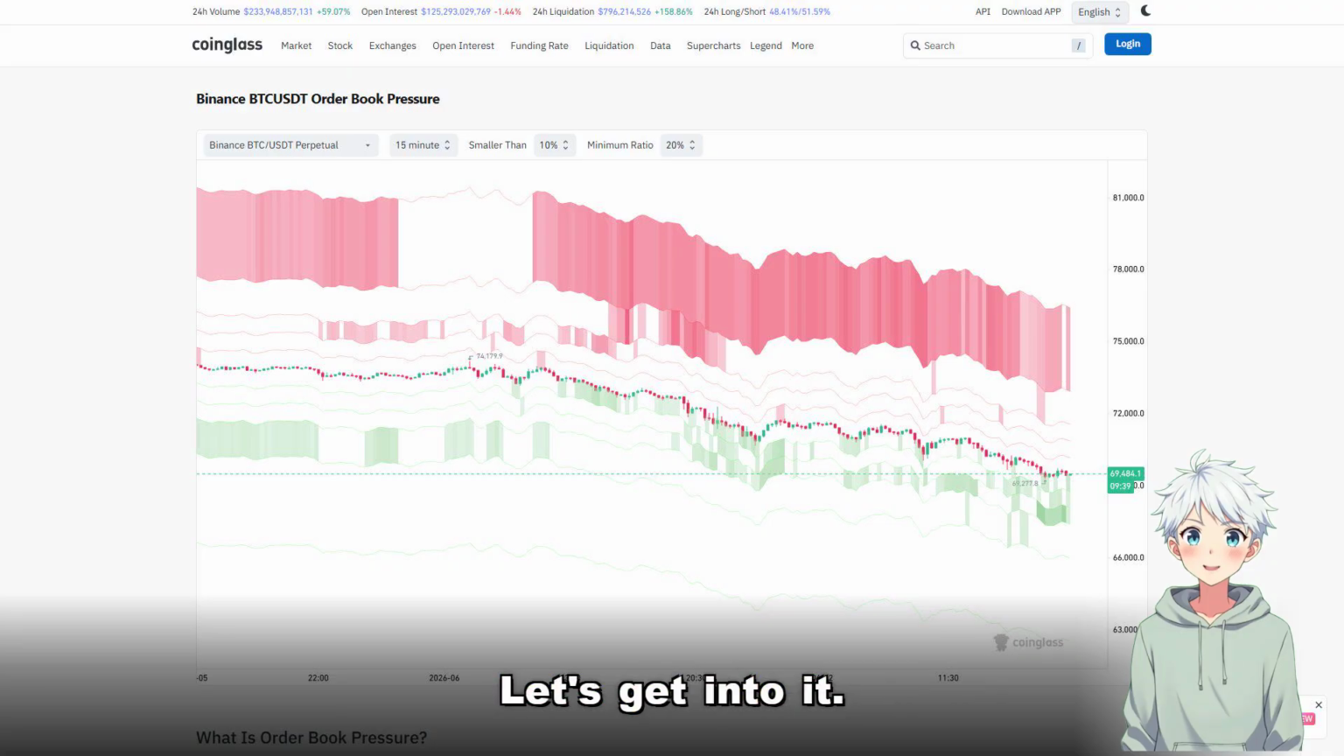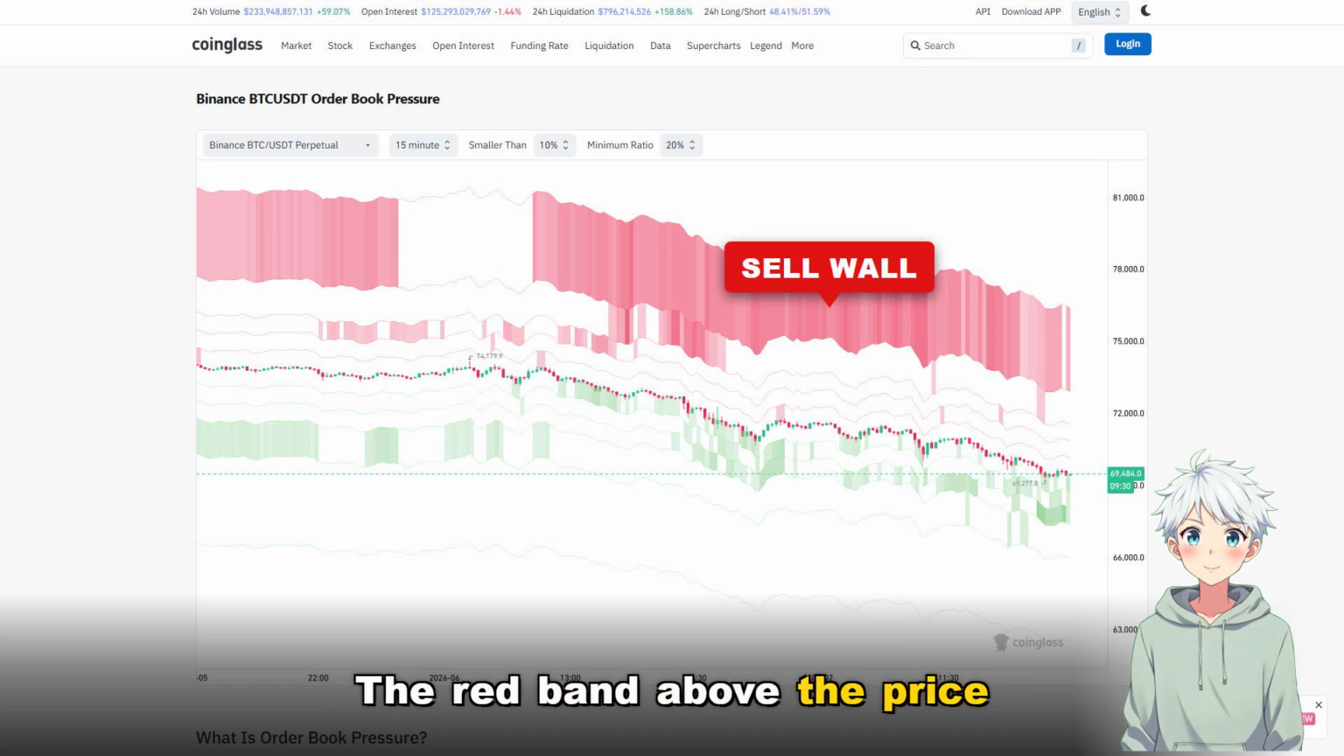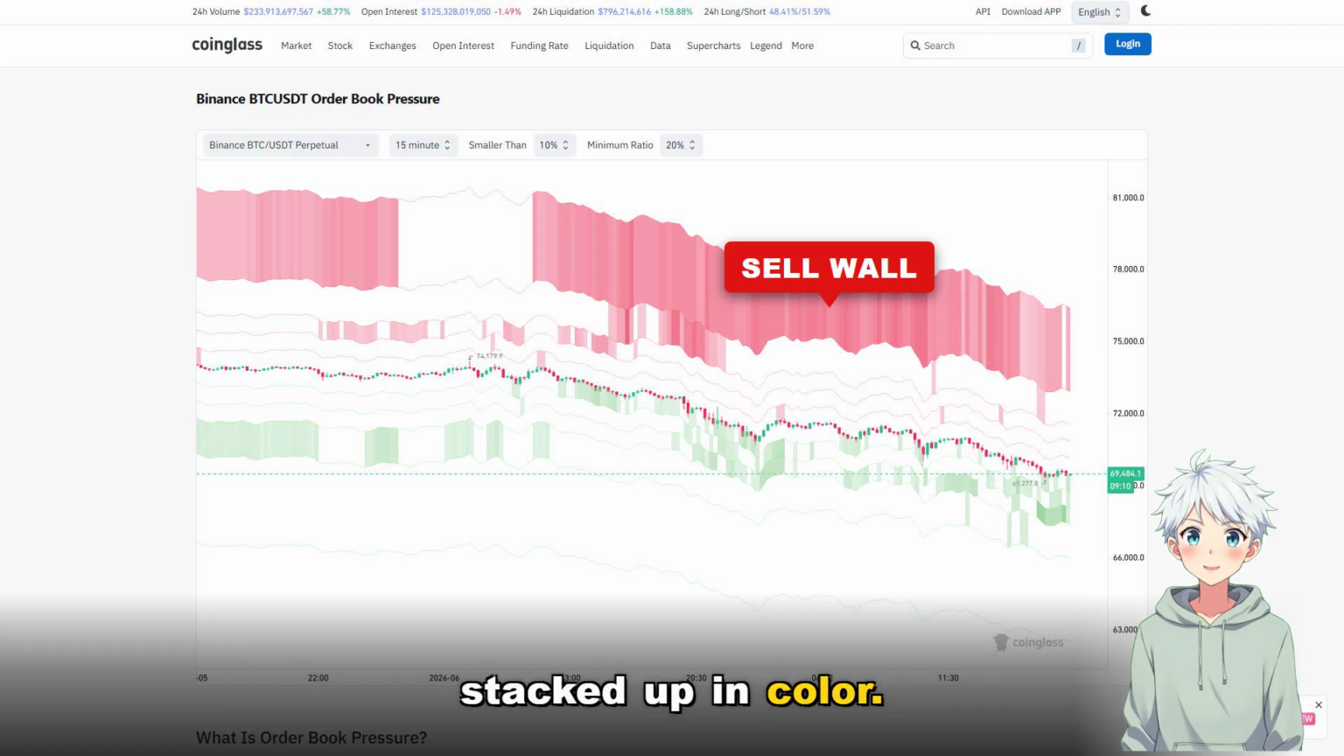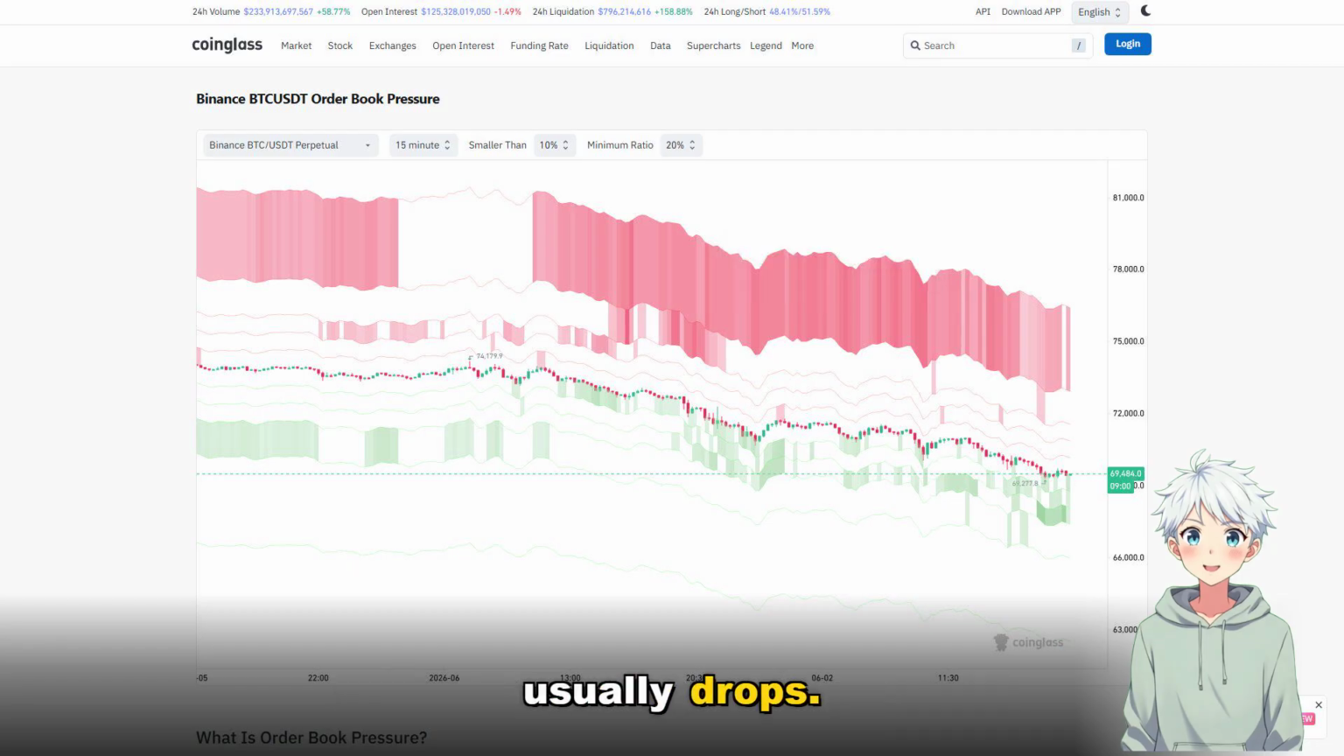Let's get into it. Here's the tool and it's free. This is the order book pressure map on Coinglass. The red band above the price is resting sell orders. The higher and darker the red, the bigger the wall of sellers waiting there. The green band below price is resting buy orders. You're literally seeing supply and demand stacked up in color. When the red wall above is way thicker than the green below, sellers are in control and price usually drops.